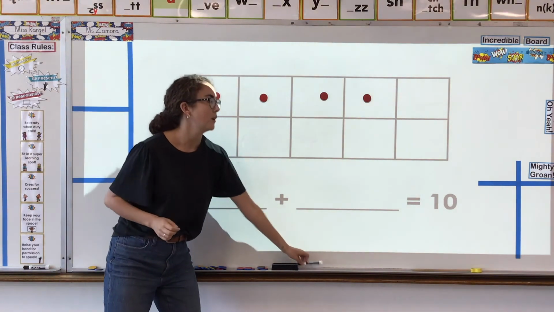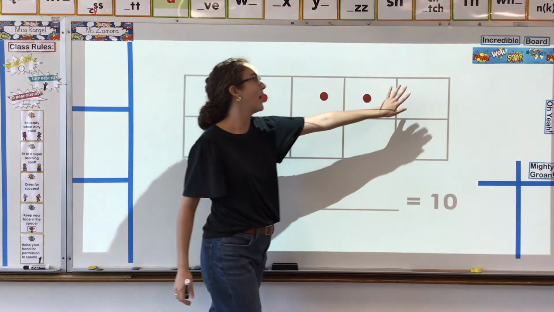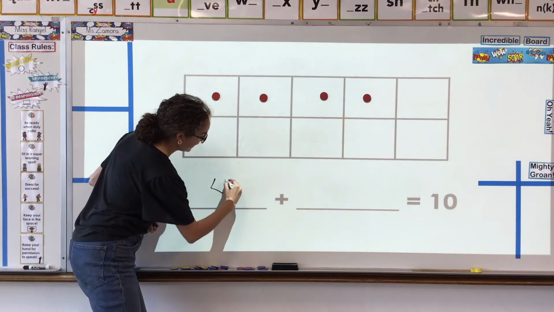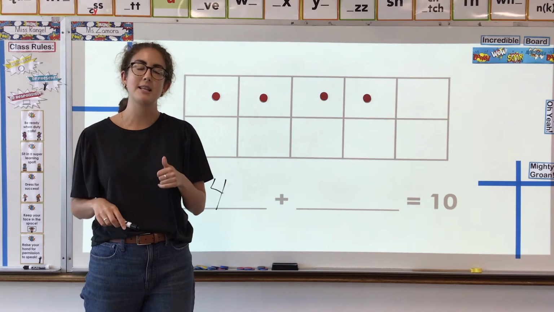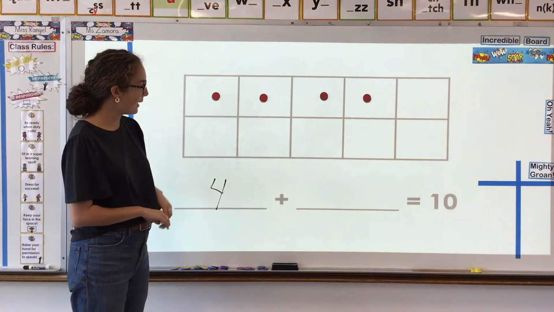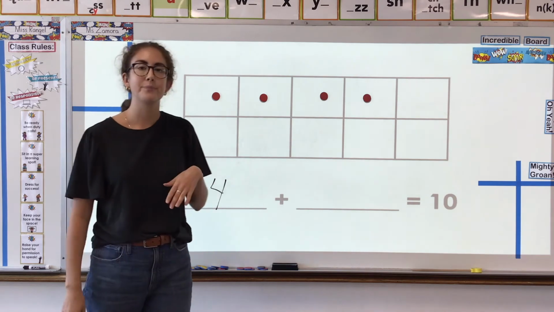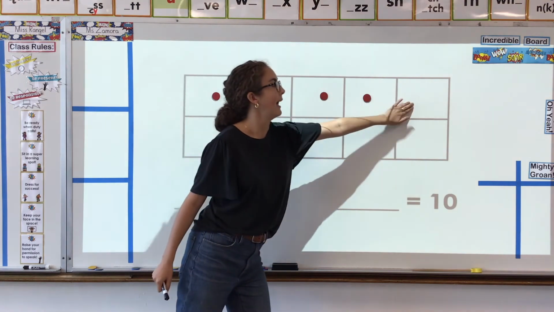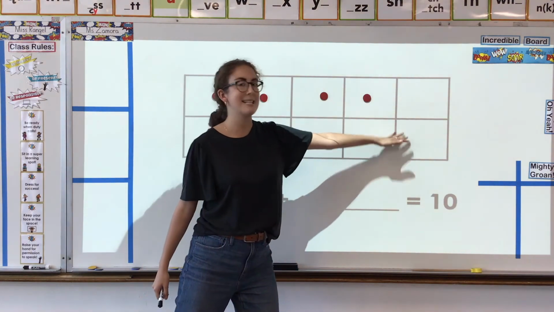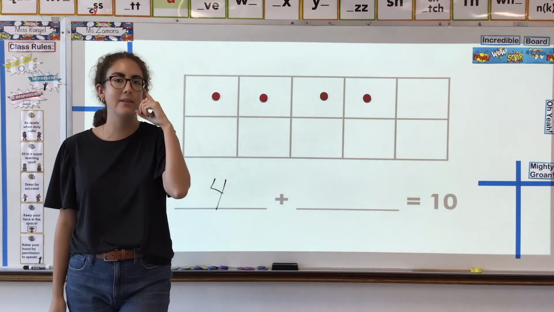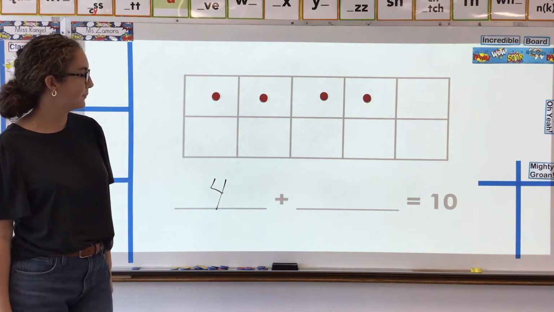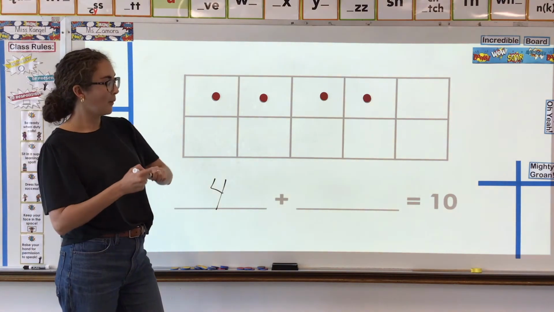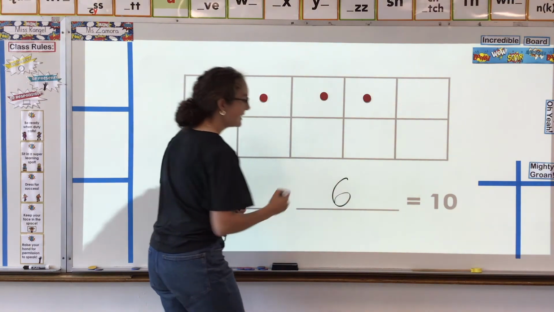Okay, so we can see that there's 4. We've got 1 less than the top row, so we have 4. So that is our first part of our addition sentence. So now, let's ask ourselves the question, how many more do I need to make 10? Take a look. How many more do I need to make 10? Can you just see the number? What do we need? We need the number 6.